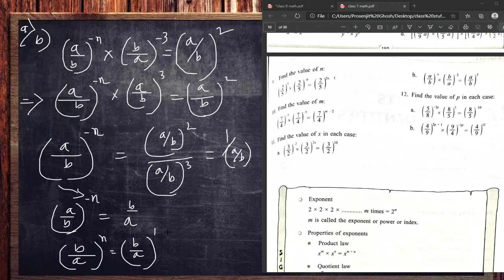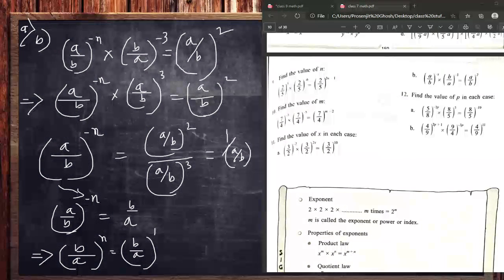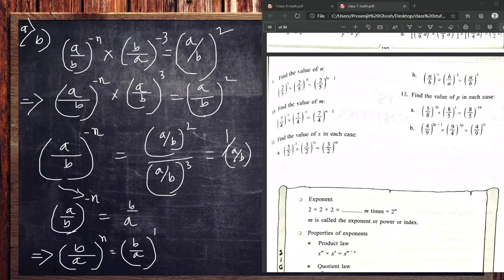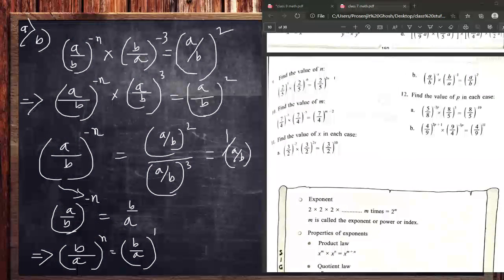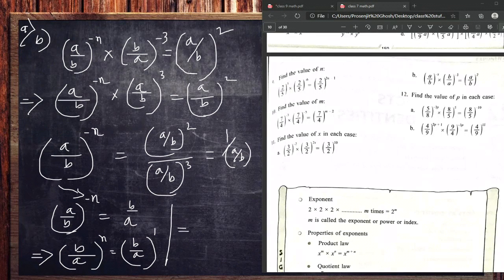But at this point of the sum, you have to compare the power, where you can see the digits are the same. Only in this condition you have to compare the power, and by comparing the power you can see the value of n is coming as 1.